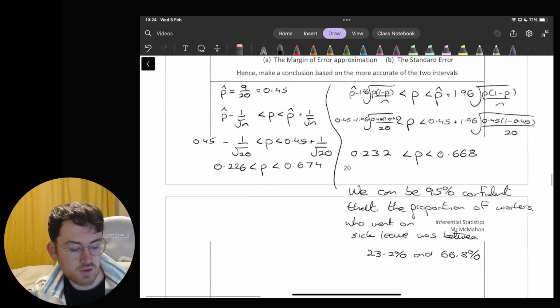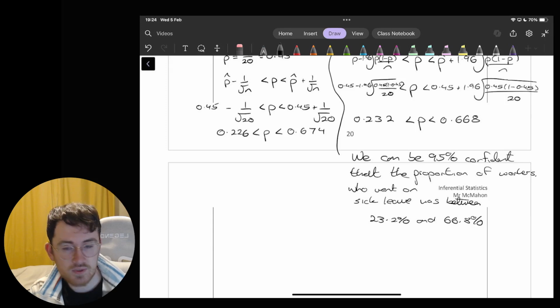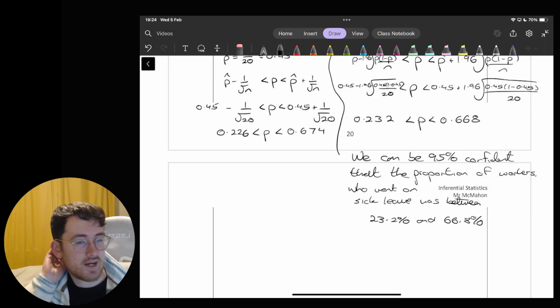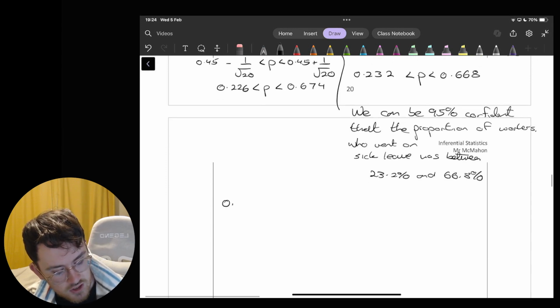Obviously that's going to be largely down to the very small sample size of only 20, which gives an awful lot of error to our estimation. So it allows for quite a large margin of error there. Just to consider here as well, the margin of error.